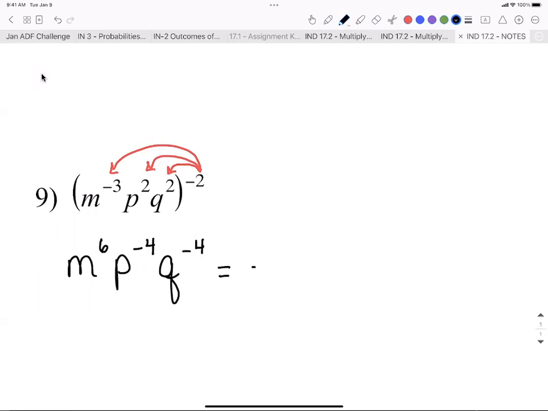Last, I'm going to give myself a fraction line, and I'm going to go one at a time and decide, keep it or move it. M to the 6, keep it or move it. Keep it. The p to the -4, move it. And when I move it, I have to remember to drop that negative. That's the whole purpose of moving it, is to get rid of the negative. How about my q to the -4? Move it, and it goes down, and that is my final answer.